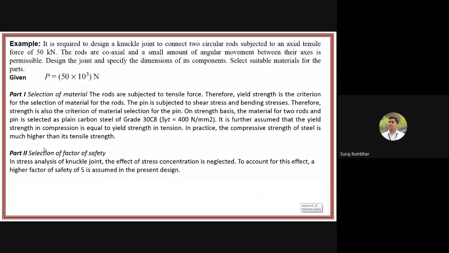Then part two is the selection of the factor of safety. In stress analysis of a knuckle joint, the effect of stress concentration is neglected. To account for this, a higher factor of safety of 5 is assumed in the present design. You can assume any factor of safety, but here a higher factor of safety is selected in this problem. Up till this, we have selected the material and we have selected the factor of safety, right?